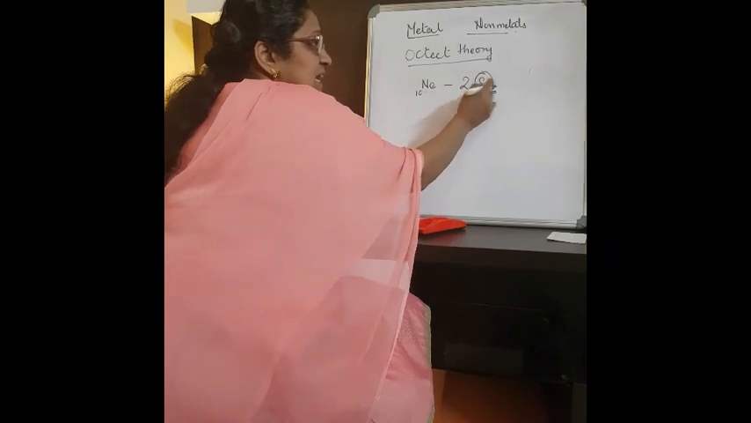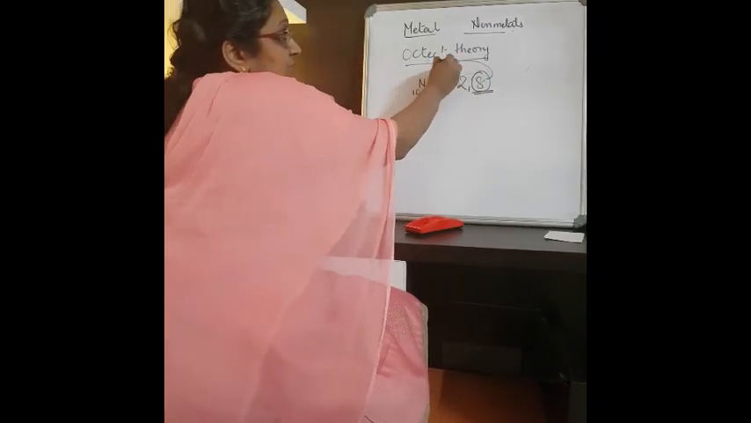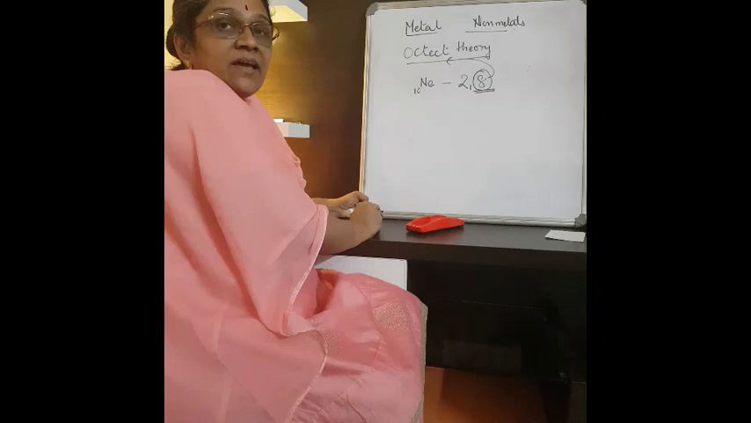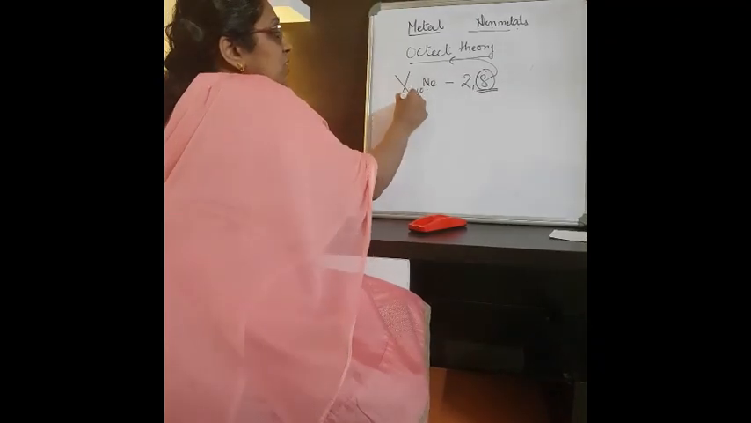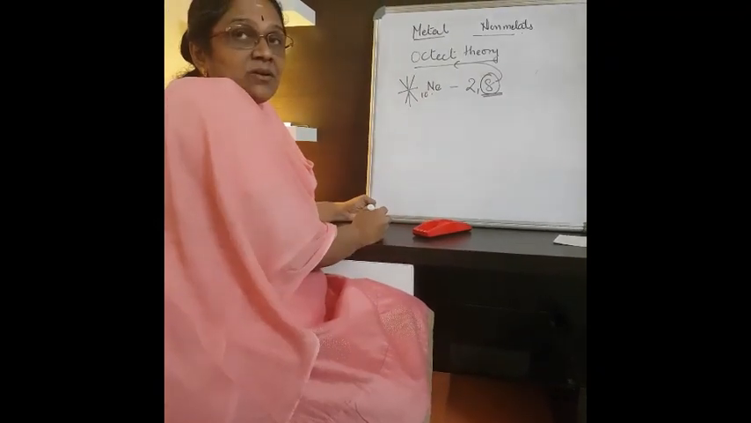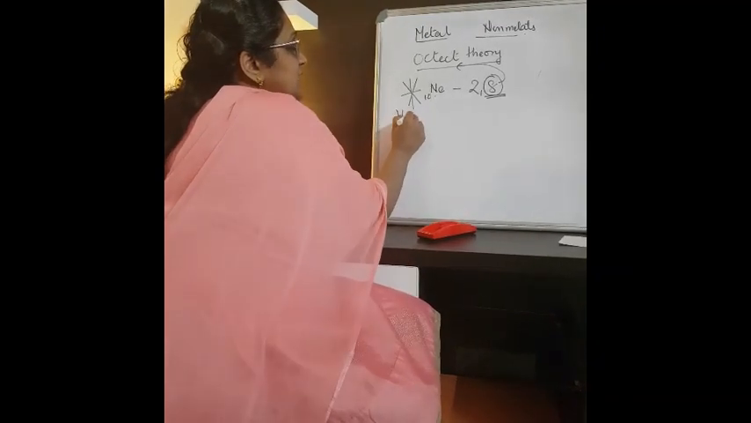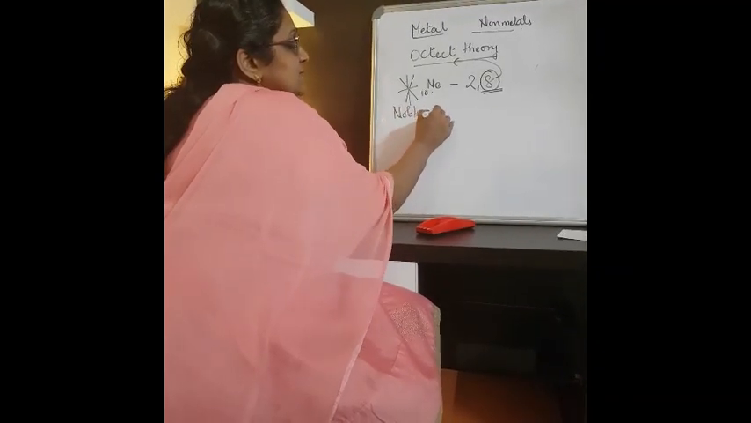The valence shell has 8 electrons. That means the octet theory is valid there. So, this does not undergo any reaction. That is why it is called a noble gas.